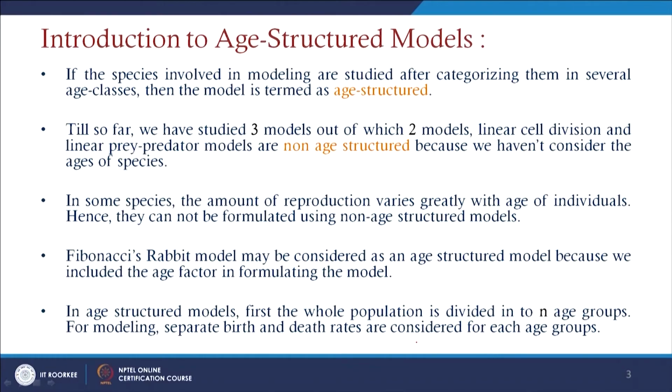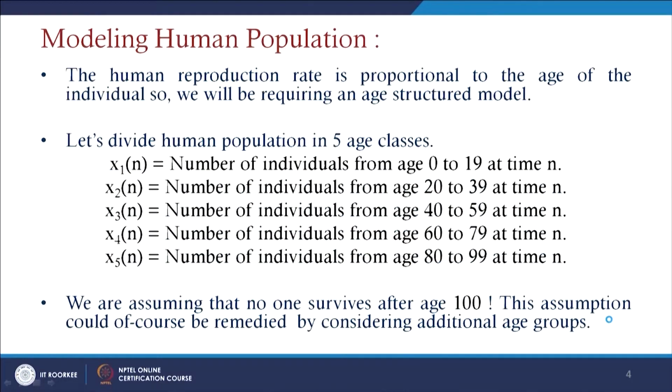That is why I have written this statement: in age structured models, first the whole population is divided into n age groups. For modeling, separate birth and death rates are considered for each age group. And if you go for the modeling of human population growth, then the human reproduction rate is proportional to the age of the individual. So, we will require an age structured model.